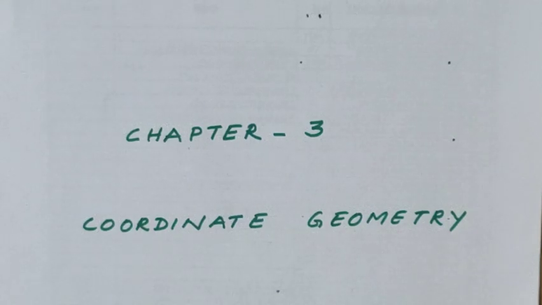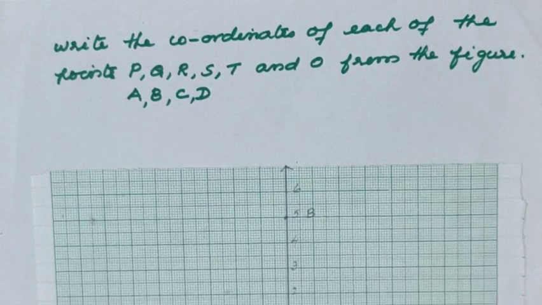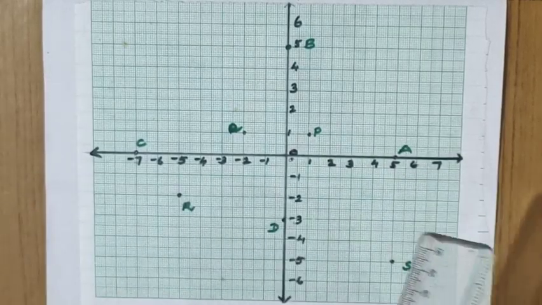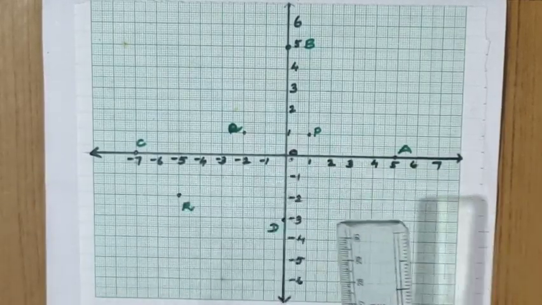Chapter 3 Coordinate Geometry. Today we have to deal with problems based on coordinate geometry only. First question, write the coordinates of each of the points P, Q, R, S, T, A, B, C, D and O from the figure. Now we have to find out the coordinates of the respective points.